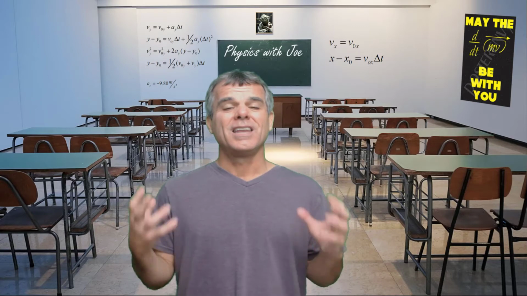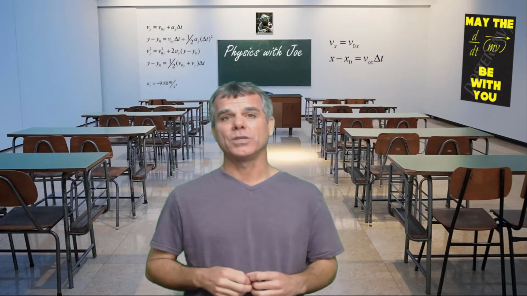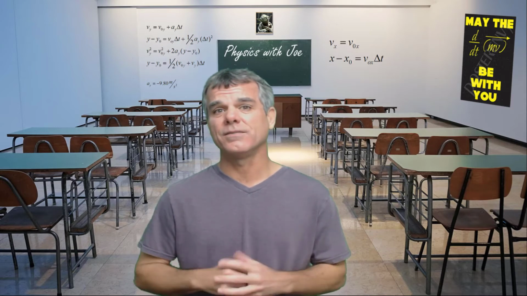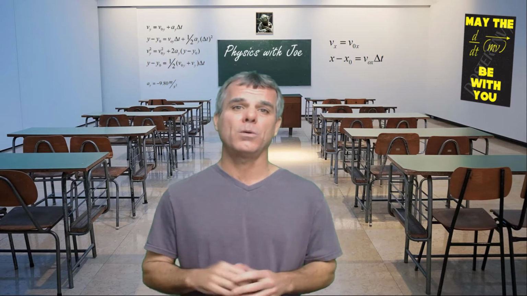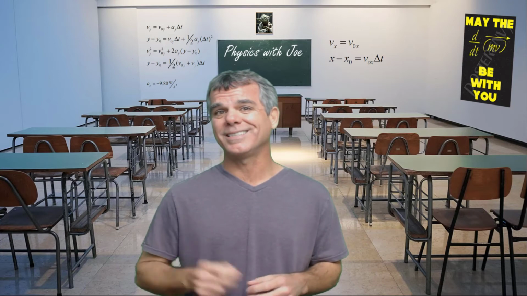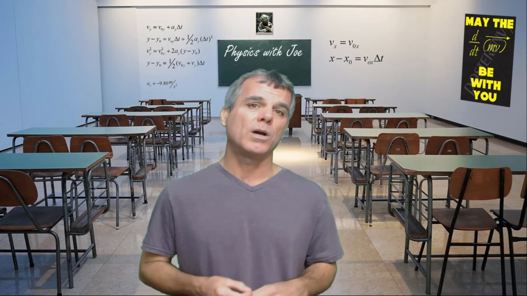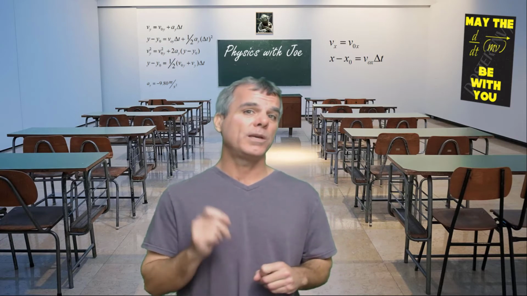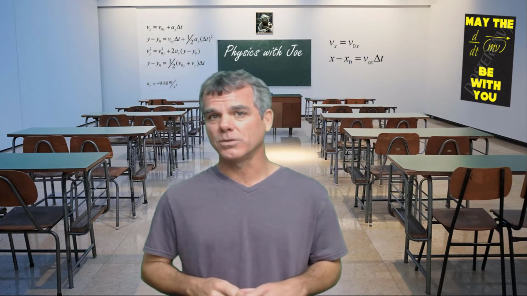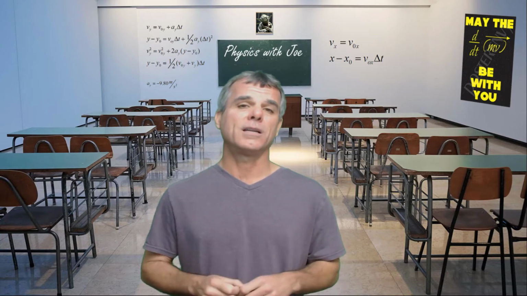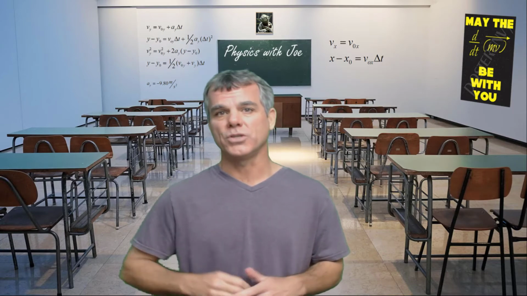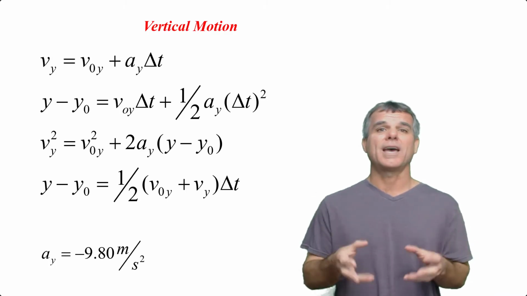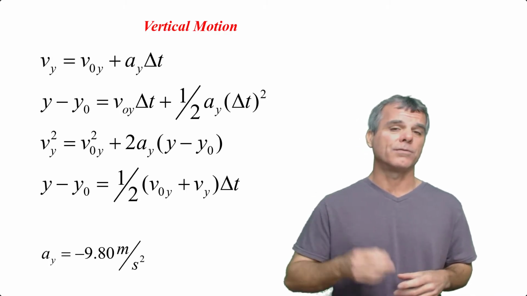Now that we know that projectile motion is really a combination of horizontal motion at a constant velocity, so ax equals 0, and vertical motion at a constant acceleration of ay equals negative 9.8 meters per second squared, and we know that we can treat the vertical and horizontal motion separately, let's finally take a look at the equations of projectile motion. Well, the equations in the vertical direction are exactly the same as the equations of free fall.